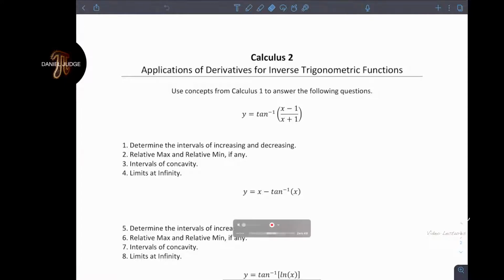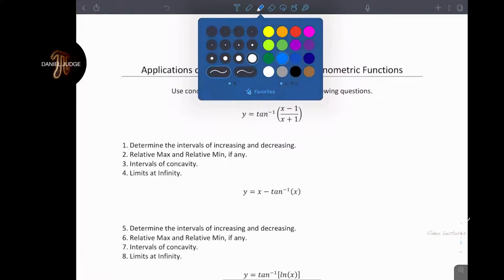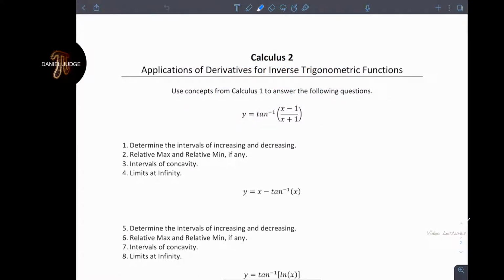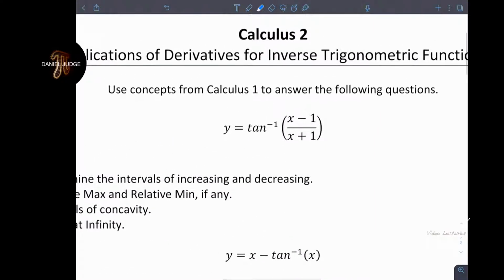Okay, what we're going to look at, ladies and gentlemen, is a demonstration here on some Calculus 1 concepts as it relates to some additional functions, these inverse trig functions. So the first question we're going to look at is intervals of increasing and decreasing, and if there's any relative max, relative min values. So questions 1 and 2 here for the inverse trig function of inverse tangent.